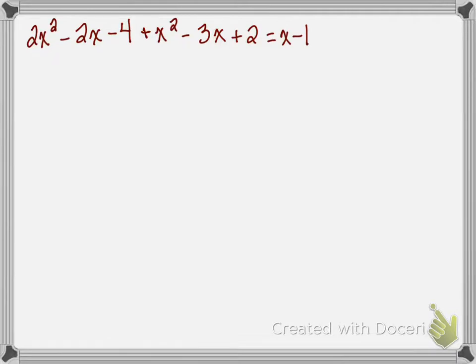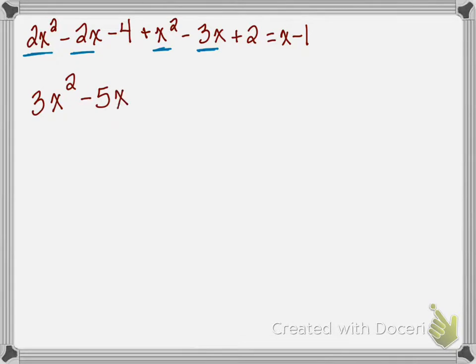Okay, so all I'm doing now is rewriting what we had on the last page. So I have 2x squared minus 2x minus 4 plus x squared minus 3x plus 2 equals x minus 1. So now I'm combining like terms. So I have a 2x squared and an x squared. So that means I have 3x squared. Okay, now I've got a negative 2x and a negative 3x. So here I've got minus 5x.